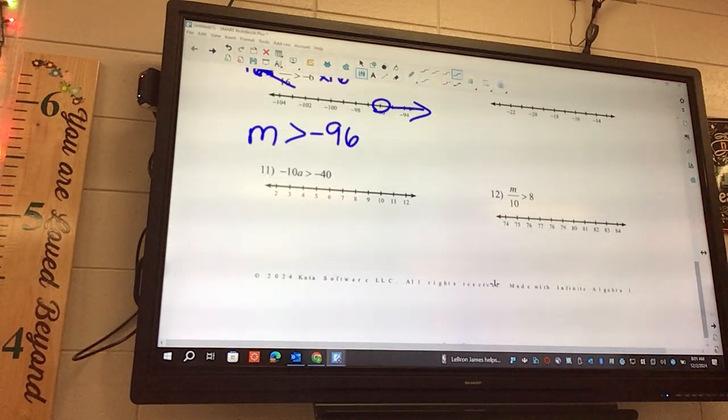Okay, 11, what needs done? Divide by negative 10.